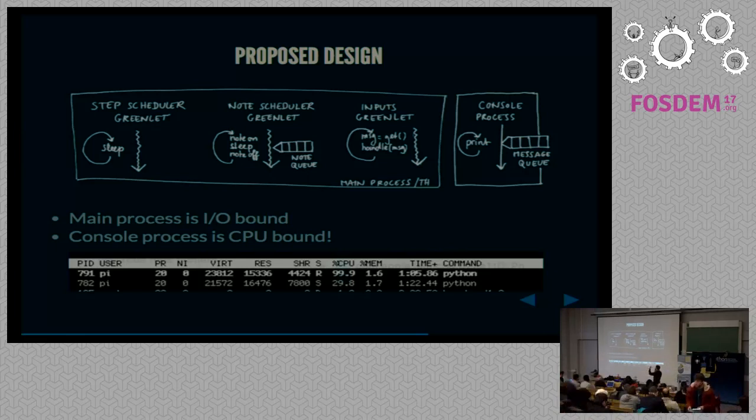So I have a step scheduler and a note scheduler, which schedules a note on and a note off according to the note duration. I've also input greenlets to wait for messages. And so this main process at the left is really I/O bound, but what was strange was I had to make the printouts in a separate process because this was CPU bound.